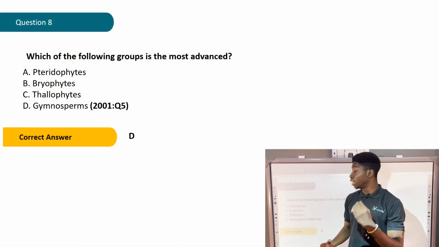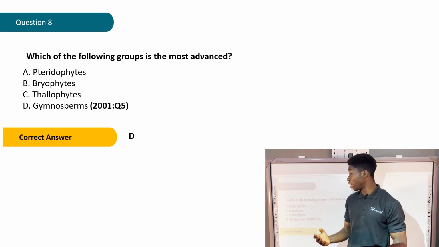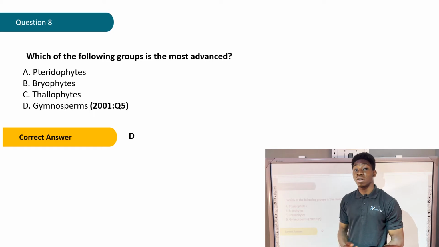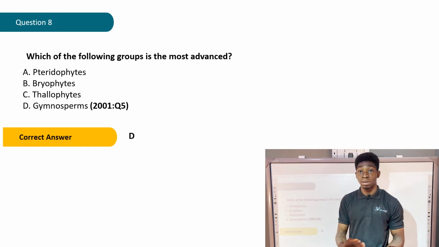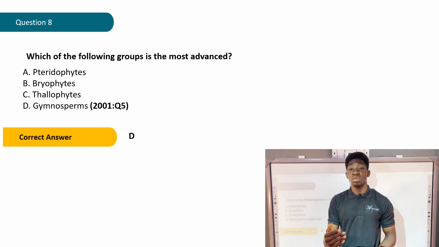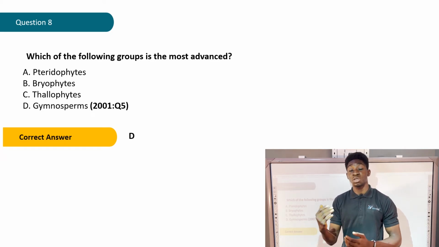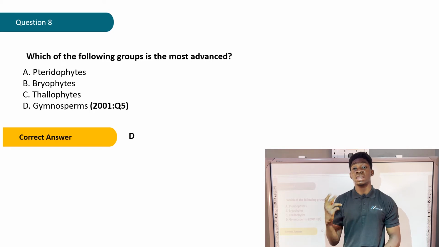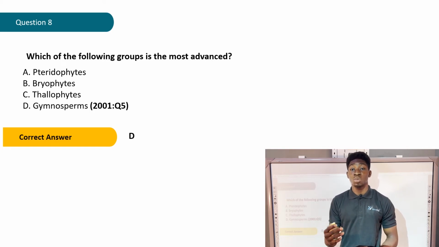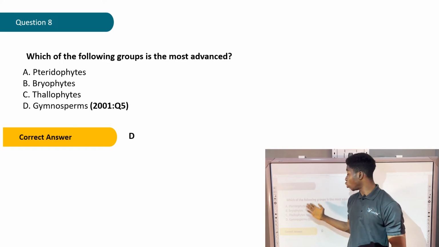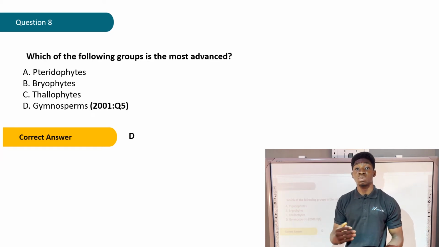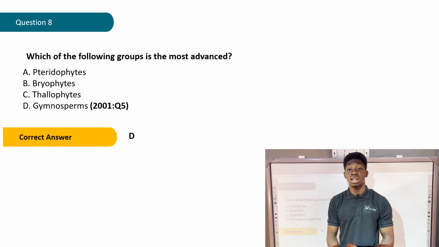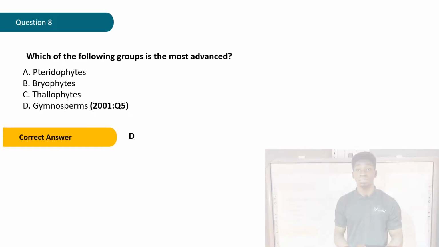Talophyte is the least advanced, followed by Bryophyta, that's the bryophyte. Then we have Tracheophyta. Under Tracheophyta, we have Pteridophyta and Spermatophyta. Then Spermatophyta is divided into 2 also, the Gymnosperms and the Angiosperms. So among all the options here, Gymnosperms is the most advanced because it is found in Spermatophyta, which is the most advanced division of plants.